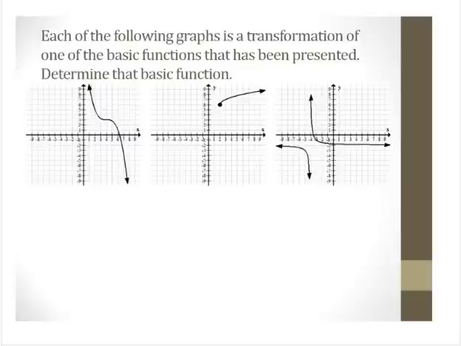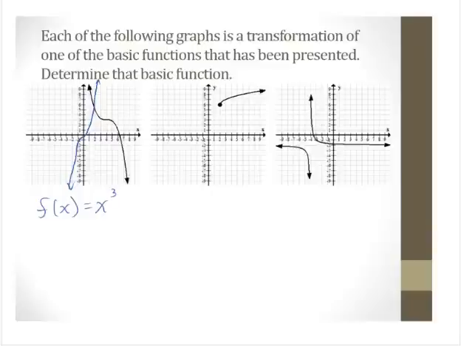This first graph is always decreasing. It's not a line. It's not a parabola. This is a transformation of the cube function, x cubed. So remember, the cube function looks roughly like this. So this one appears to have been sort of flipped over, moved to the right, and moved up.